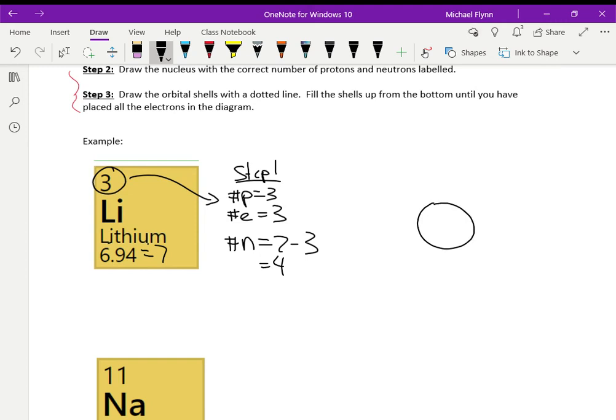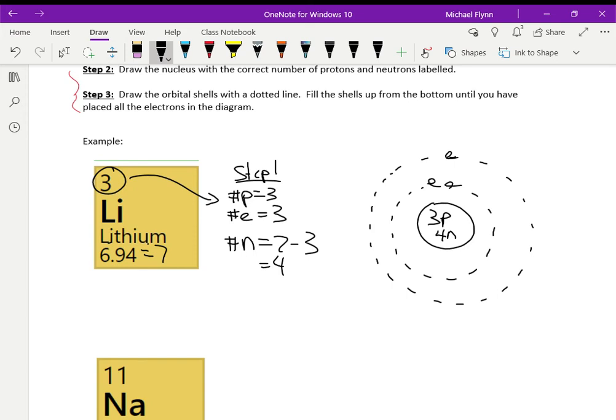Now step 2, I draw the nucleus with a solid circle. This is where the nucleons live: 3 protons, 4 neutrons in lithium. And then I'm going to start drawing the orbital shells. So this is step 3. There's shell number 1. I'm going to use a dotted line to draw the shells. I'm going to need 2 shells for lithium. Now how many go in the first shell? The answer is 2. But lithium has 3 electrons, so now I must go to the next shell and put the remaining electron in the next shell.